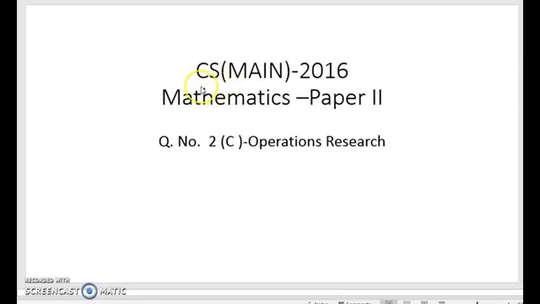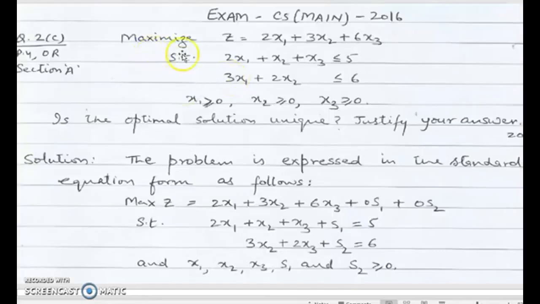Hello viewers, this is CS Main 2016 Mathematics Paper 2, question number 2C of Operations Research, and the question is of maximization type. Maximize z is equal to 2x1 plus 3x2 plus 6x3. This is the objective function and these two are the constraints which are of less than equal to type, and what is given here is that all the variables are greater than equal to 0.